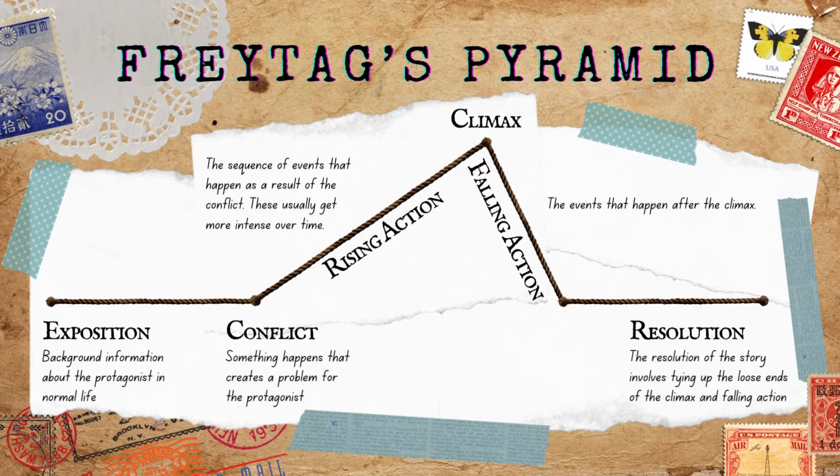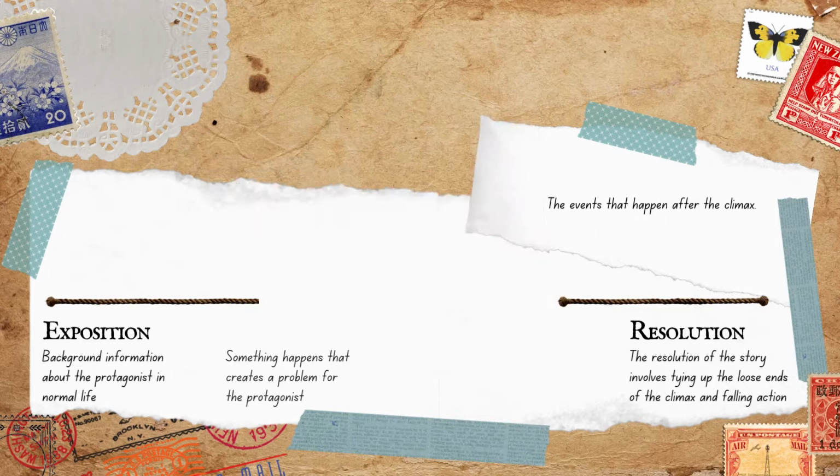And of course, the climax, the most exciting and important part of a story. After the climax comes falling action. Falling action is the events that happen after the climax. And lastly but not least is the resolution. The resolution of the story involves tying up the loose ends from the climax and falling action.